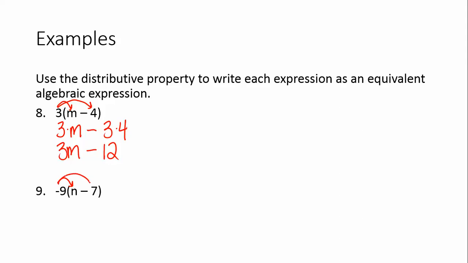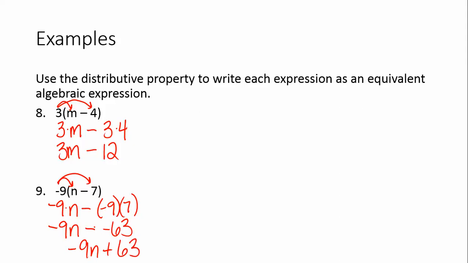Number 9, we're going to have to be a little bit careful because the 9 outside is negative, so it's negative 9 times n minus, and I'm going to put this negative 9 in parentheses so I don't forget about it, negative 9 times 7. Well, negative 9 times n is just negative 9n. Minus negative 9 times 7 is negative 63. We don't write our answer like this. We don't say minus a negative. So we do need to take that one step further. Negative 9n plus 63. Remember, subtraction, we add the opposite. So it becomes negative 9n plus 63.